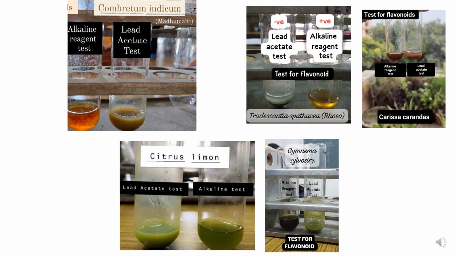Now in citrus, you can see that lead acetate test and alkaline reagent test both are negative because there is no yellow color. Similarly, in Gymnema sylvestre, which is Madhunashini, you can see that alkaline reagent test and lead acetate test both are negative.